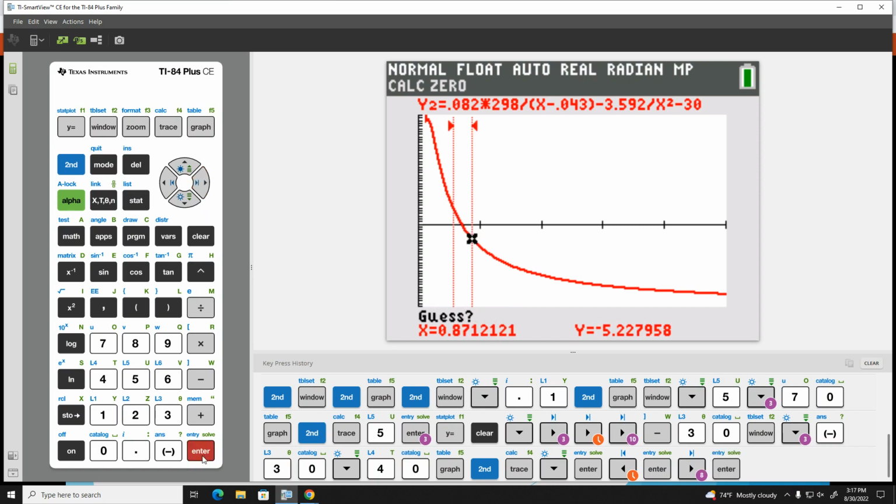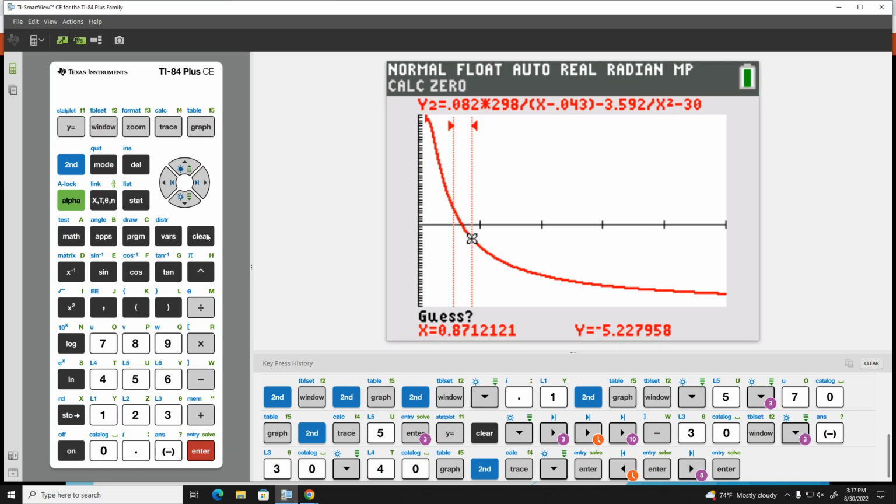Hit enter. Now, what my calculator is going to do is it's only going to look in this little section of the graph between these 2 dotted lines. If you have an older version of the calculator, it just shows you the 2 arrows at the top. It doesn't put the lines down, but it's still just going to look in that wee little section.